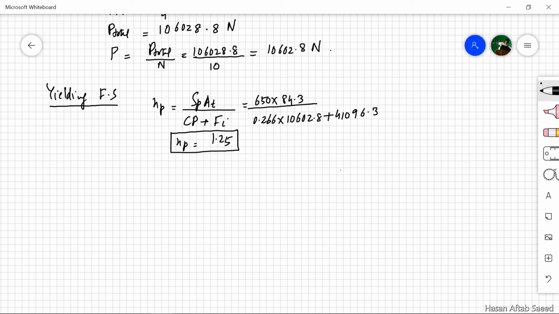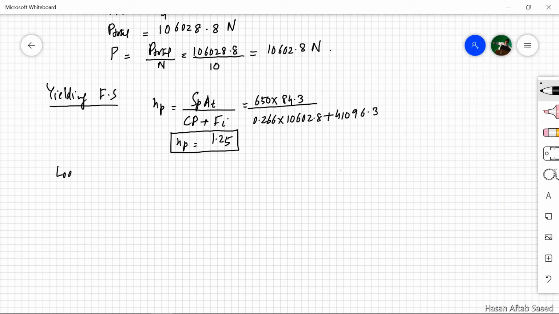It may look like a small factor of safety, but if we consider that we are talking about minimum proof strengths, and also the fact that the proof strength is still lower than the yield strength, actually, it's not that bad of a factor of safety.